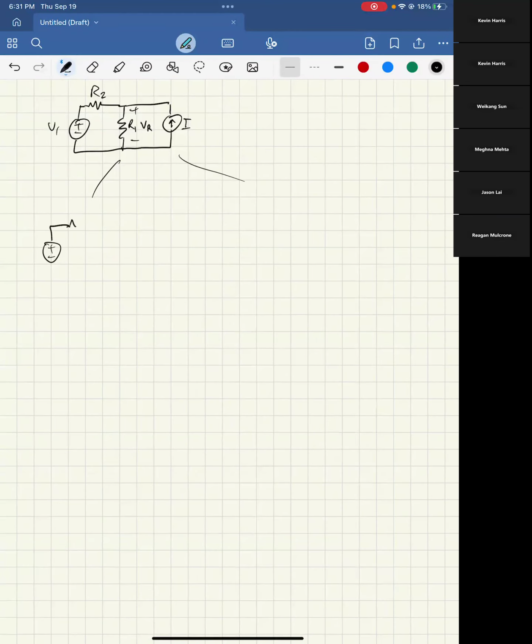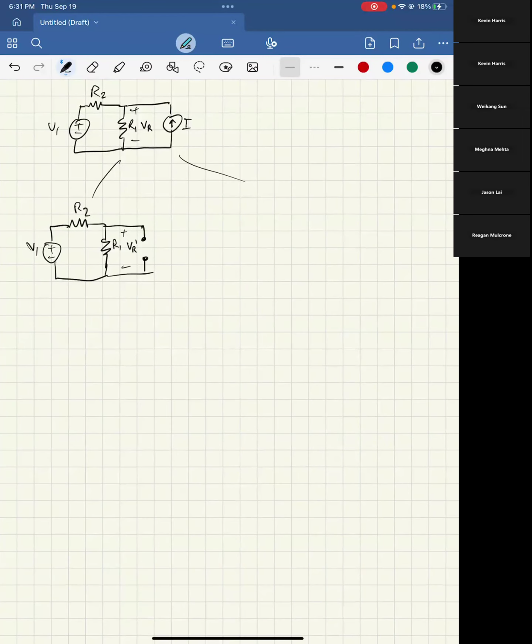So for this first circuit, we're going to neutralize the current source. When you neutralize a current source, you make it a short circuit. That is very important to know. If you short the current source, then your answer will be wrong. So here, the voltage across this R1, which we can call VR prime because it's not actually VR, VR is for the total circuit, we're just finding VR prime right now. By simple voltage division, VR prime is going to be R1 over R1 plus R2, times V1.